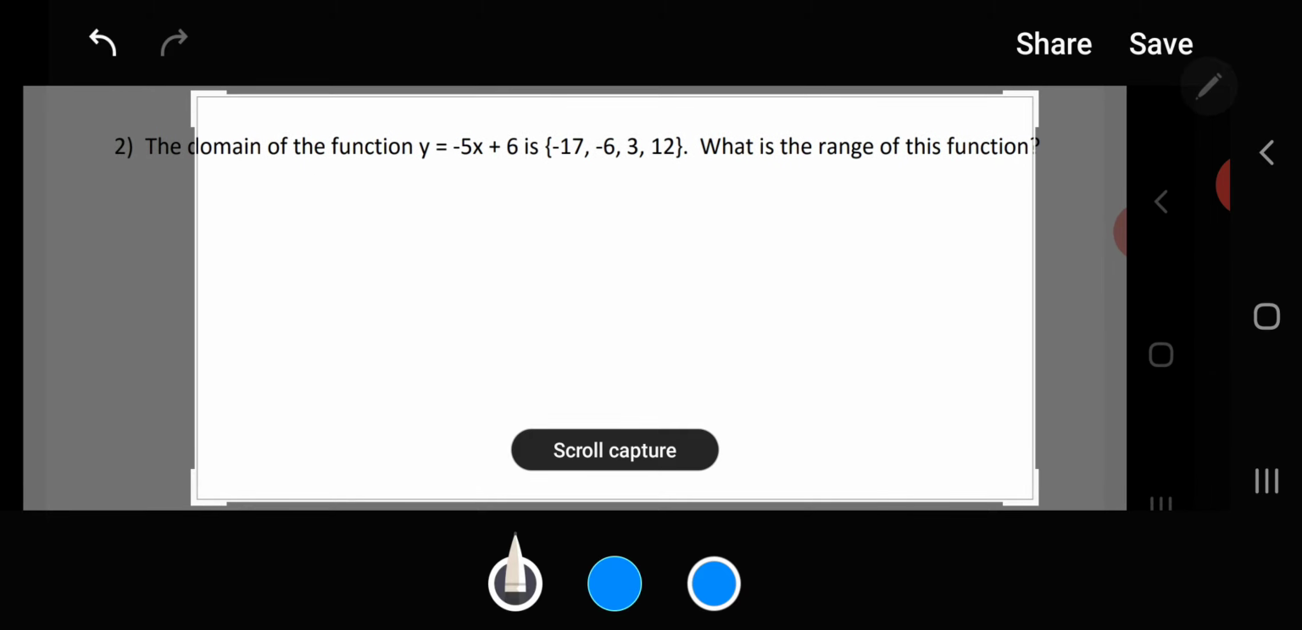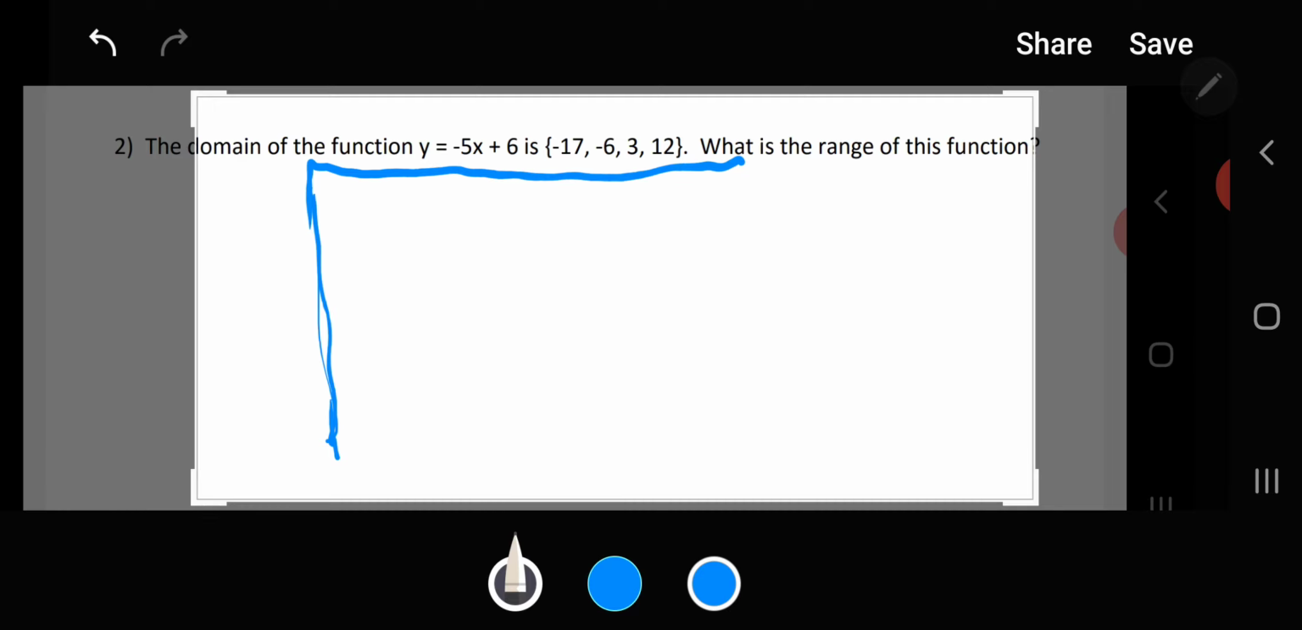Well, I like to make a little chart on this one. Let's see if I can have enough room to do it. Not the greatest drawer. Alright, so call this my domain members, then my function, y equals negative 5x plus 6, and lastly, my range.